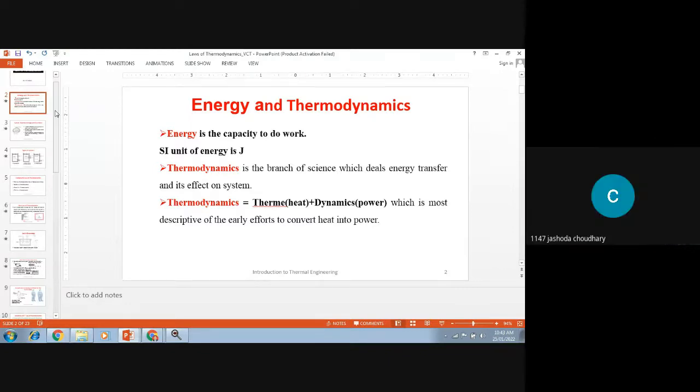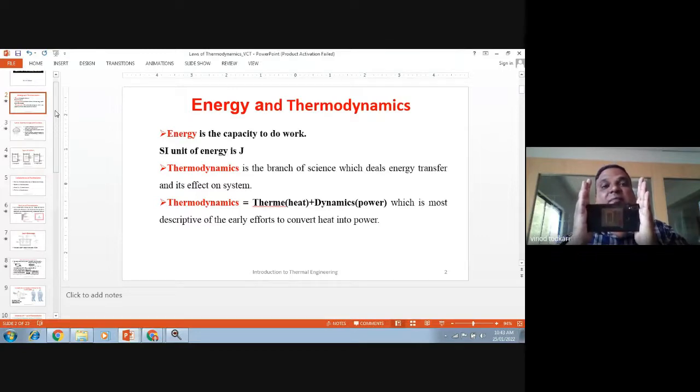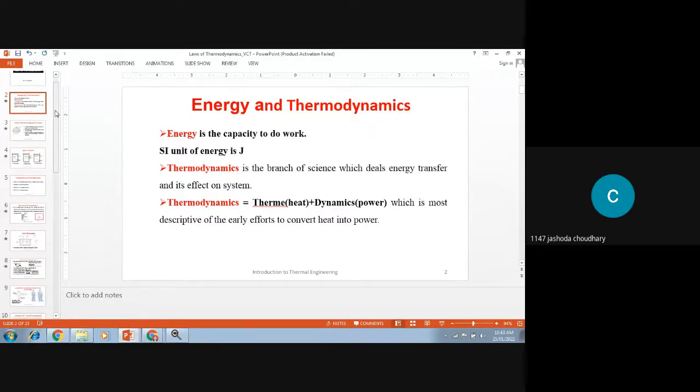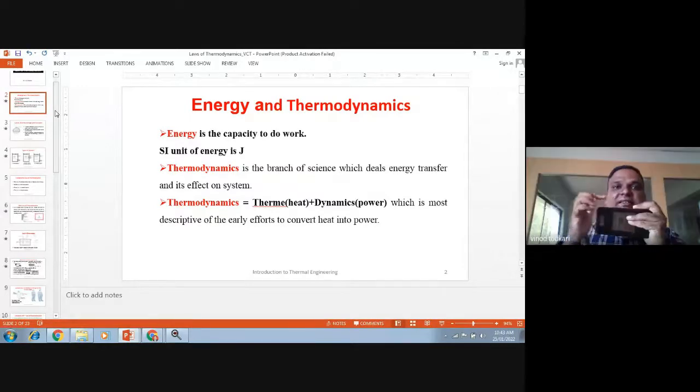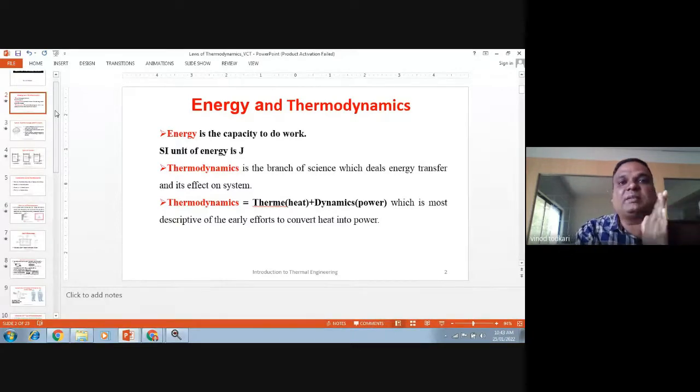Mechanical equilibrium is there because there are no unbalanced forces. But if this force is 200 and this force is 100, what will happen? It will move, because there is a resultant force of 100 newtons in this direction. So there is no mechanical equilibrium.